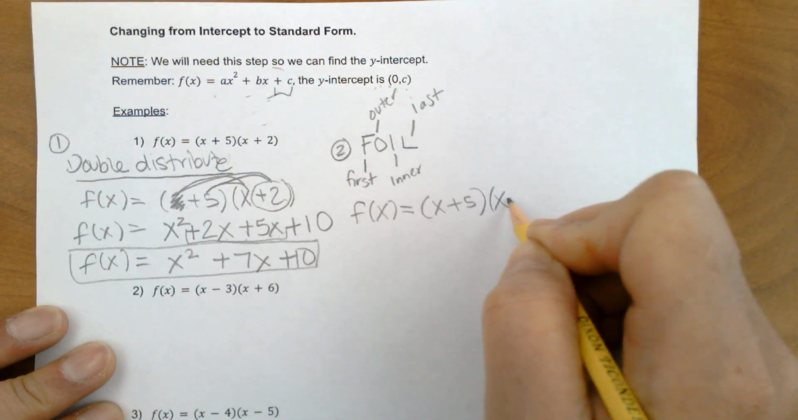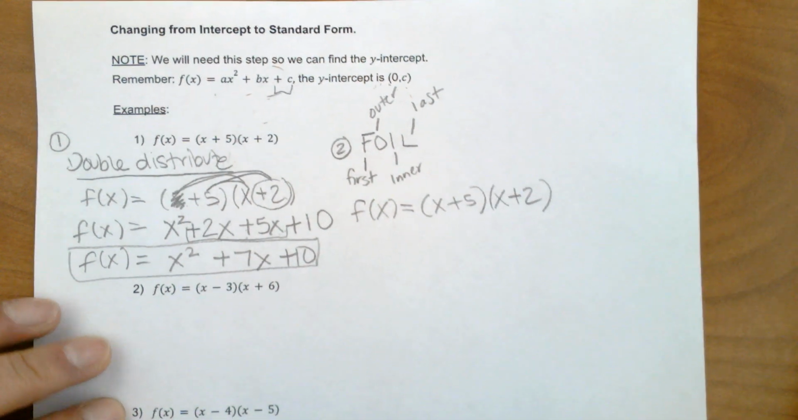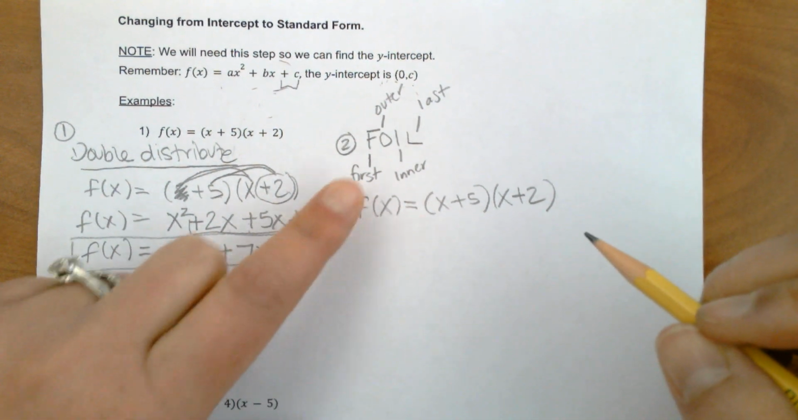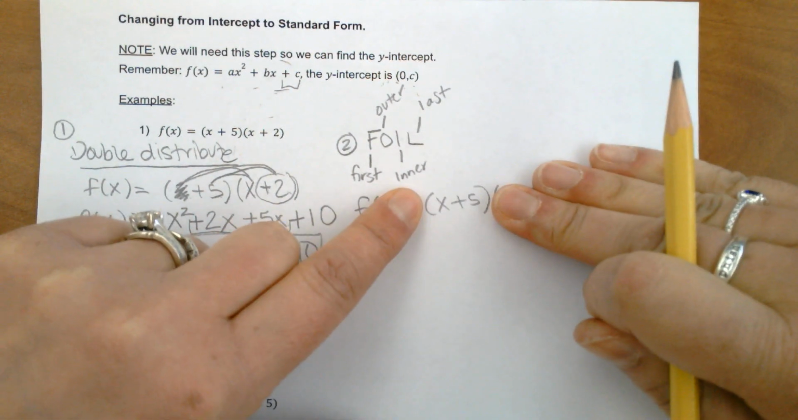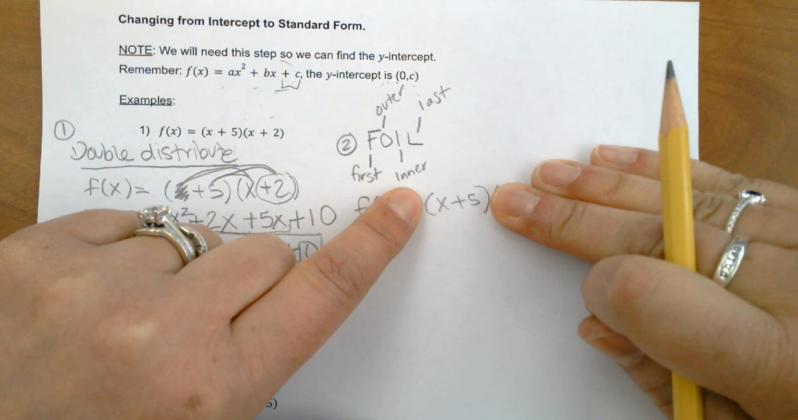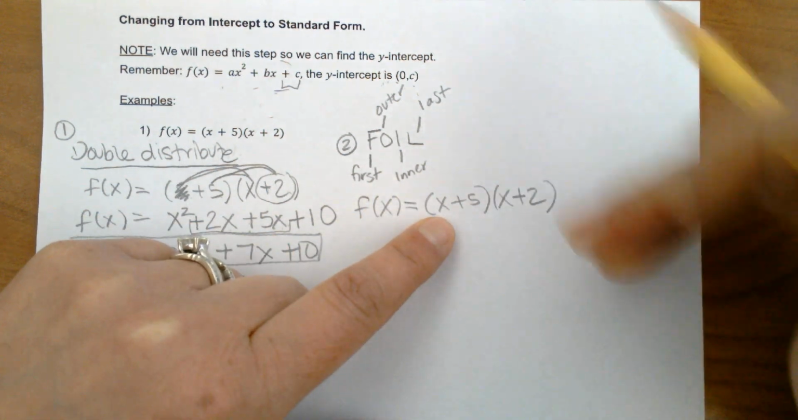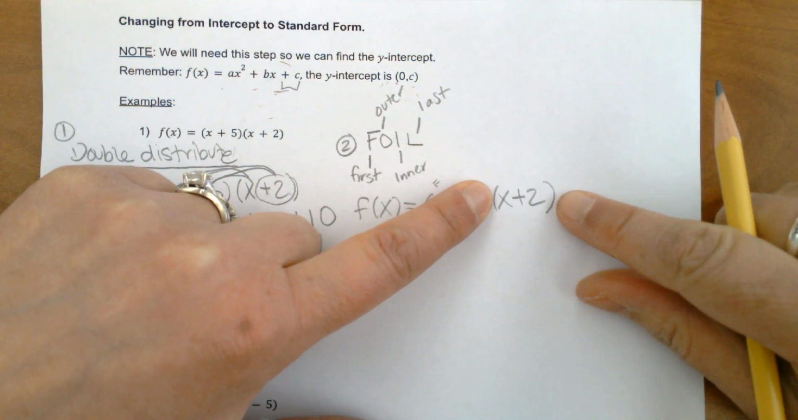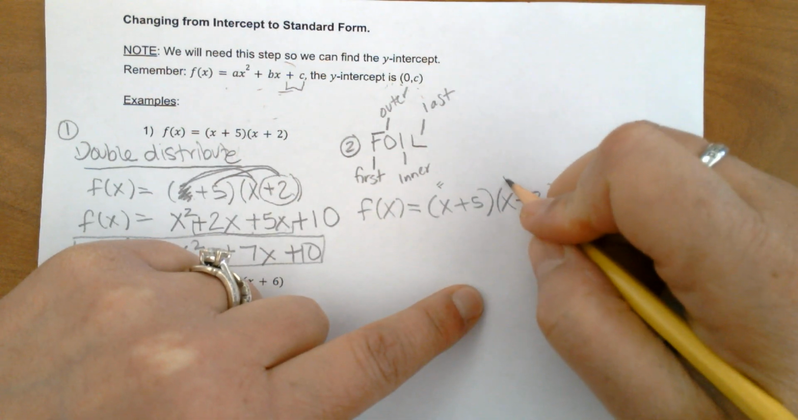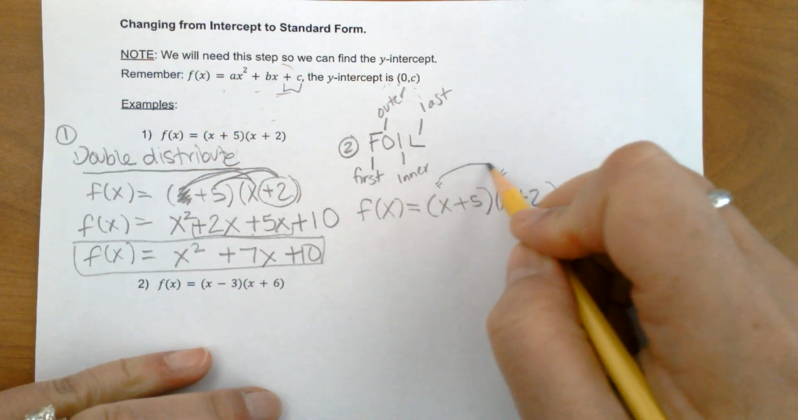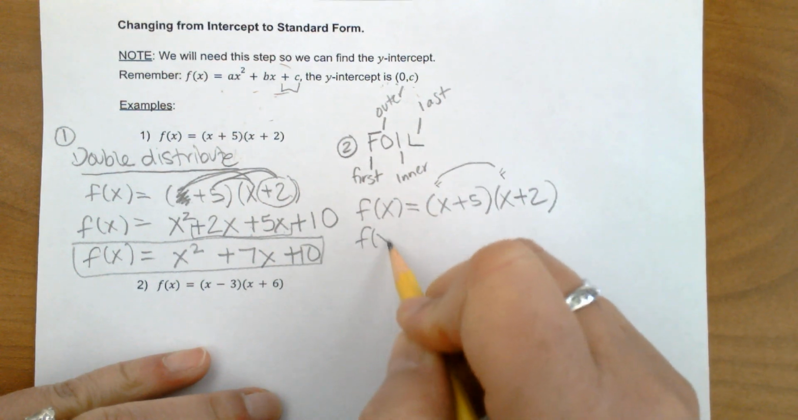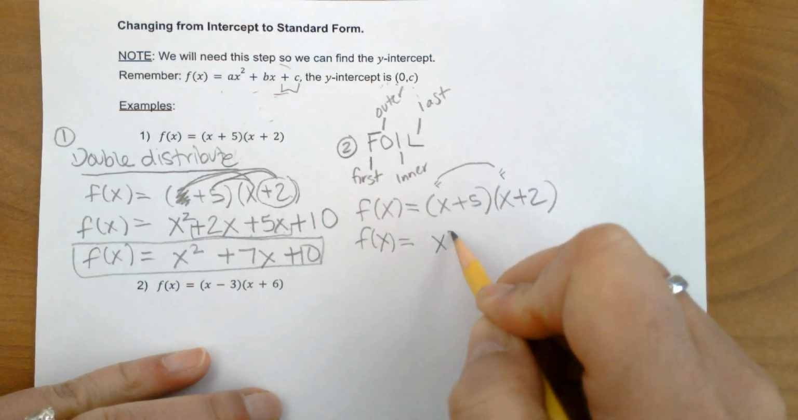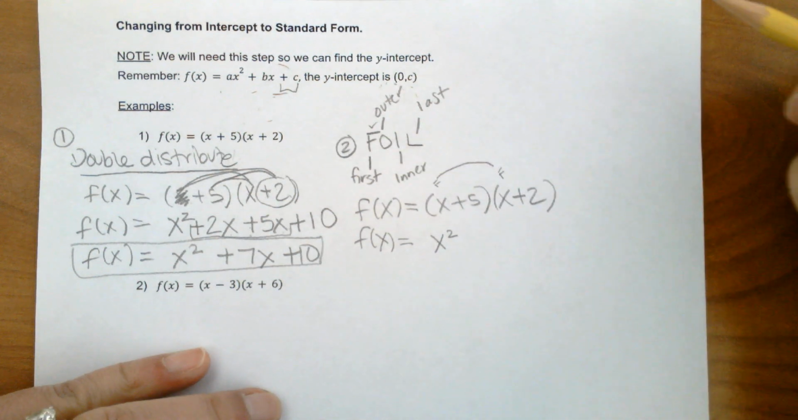Okay, so first, that's the F. So in this set of parentheses, the first term that appears is my x. That's my first term. In this set of parentheses, the first term that appears is my x. So I'm going to multiply those two together. So F of x equals x squared. All right, so I did first.